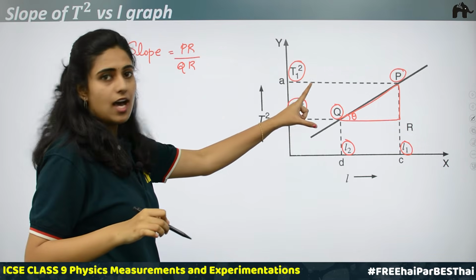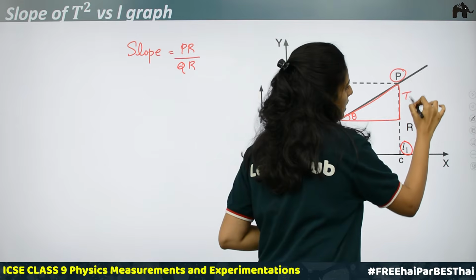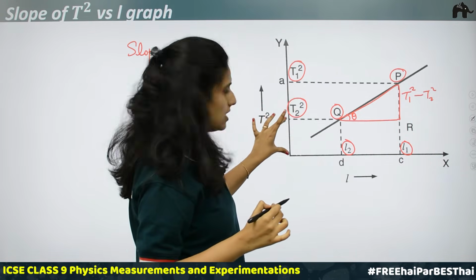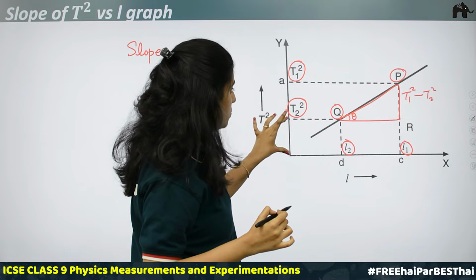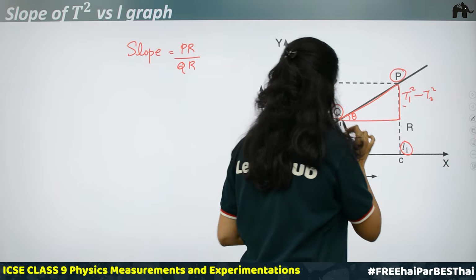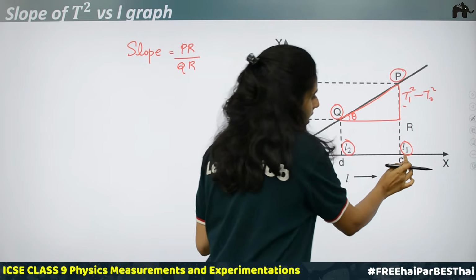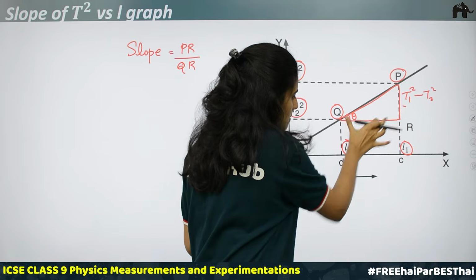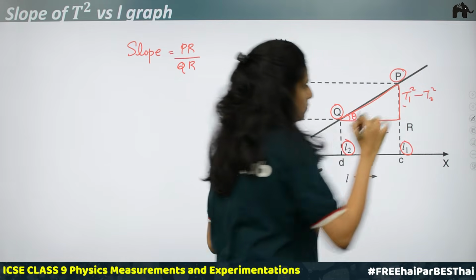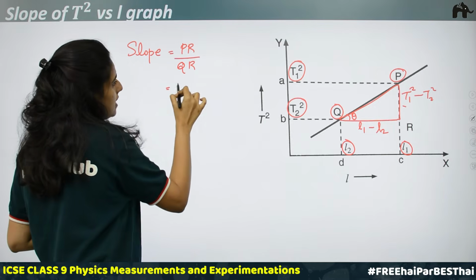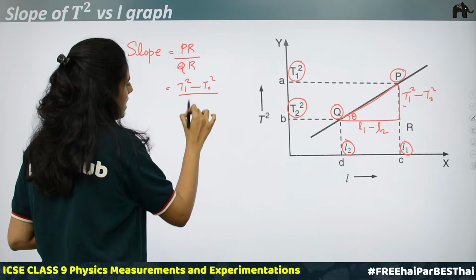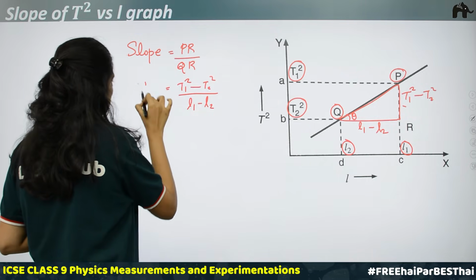Okay, what is PR? PR will be equal to T1 square minus T2 square. Till here the length is T1 square, till here it is T2 square. So we need to subtract this T2 square part from the whole T1 square part. Similarly, when you take QR, this total length is L1. To get this part, you need to subtract this part. Yes. So L1 minus L2. PR is T1 square minus T2 square divided by QR is L1 minus L2. So this is the slope.